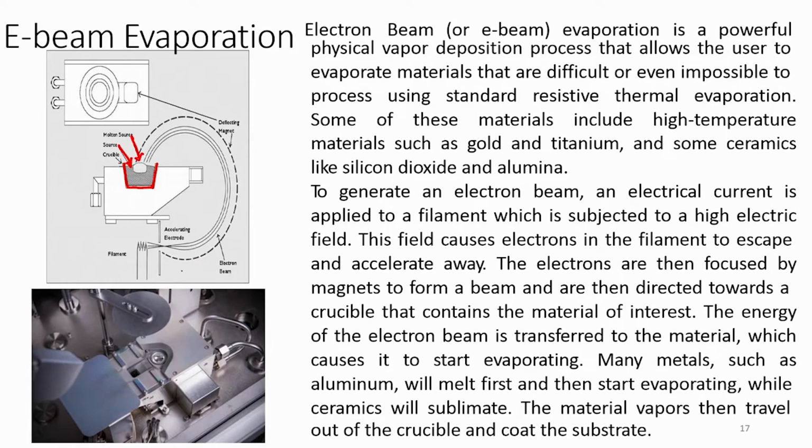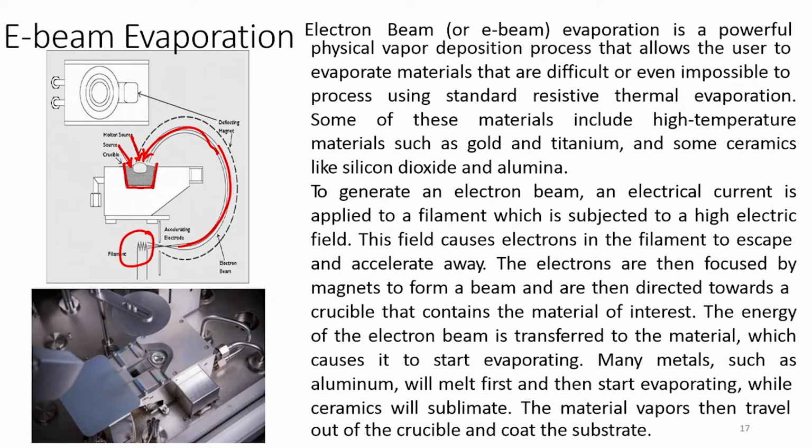The source is molten because the electron beam, which is generated from the filament, is accelerated through the accelerating electrode and bent through the deflecting magnet, and then it is incident on the source. When it is incident on the source, it will melt the source and the source will start evaporating.